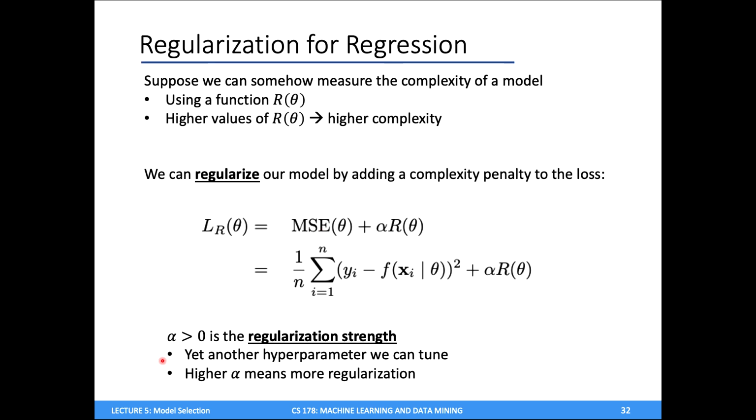This alpha value is another hyperparameter that we'll have to go ahead and tune whenever we're working with regularization. So typically alpha is something fairly small, again, something like 0.01, 10 to the minus 2, 10 to the minus 3. But it's something that you can tune, and it does impact the performance of your model.